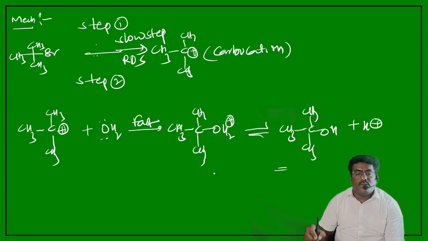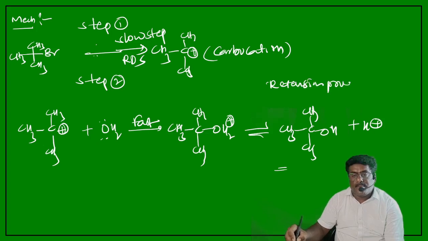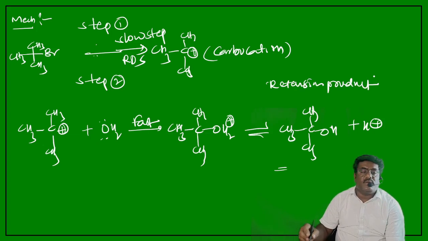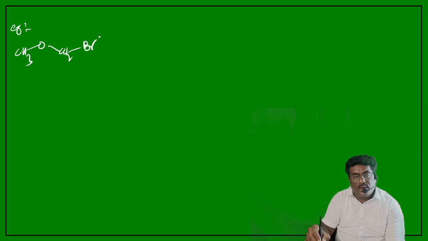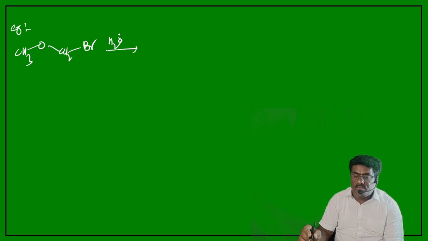SN1 gives a retention product. Yes, I will look at an example. For example, I am taking CH3O CH2Br in the presence of H2O. What is the product? Simply CH3O CH2 forms a what?